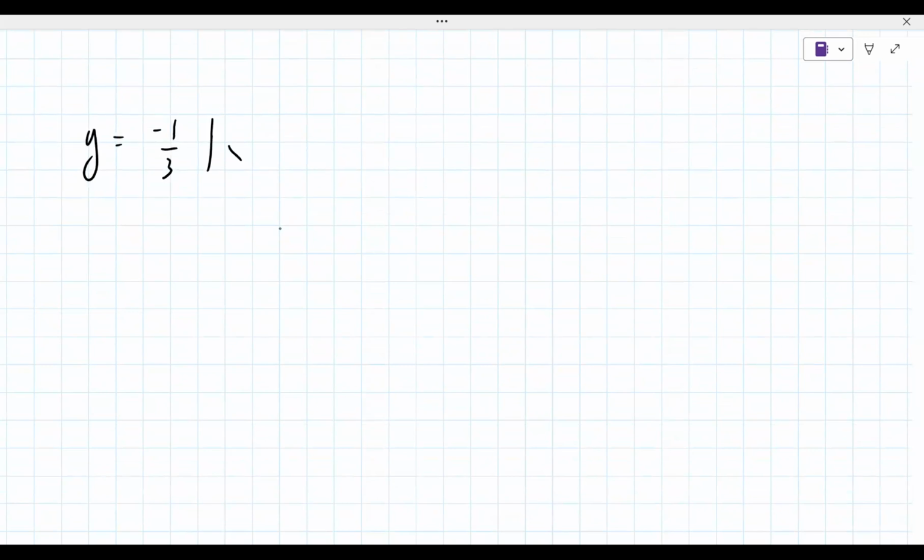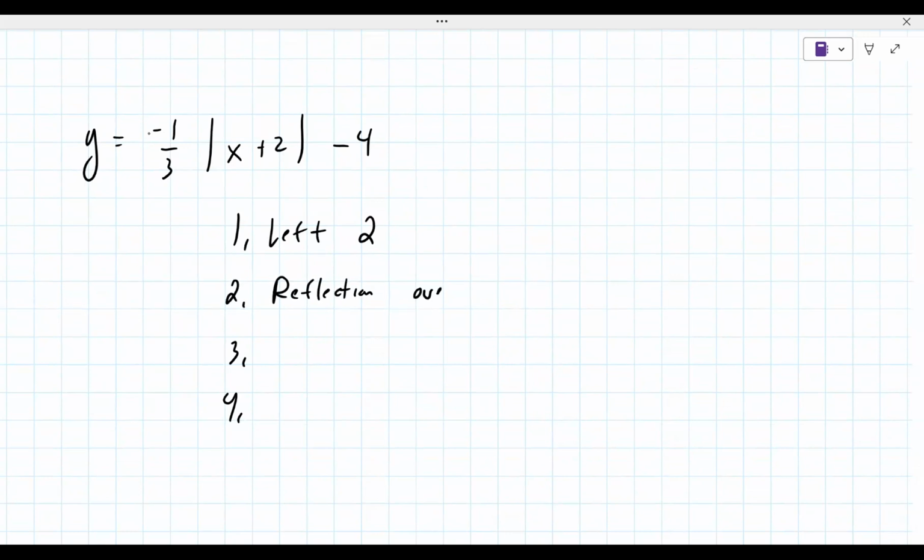Negative 1/3, absolute value of x plus 2, minus 4. So this has 1, 2, 3, 4 transformations. Can you tell me what the x plus 2 does? Does it move it left or right? It moves it left. How many? 2. Okay. Now, the negative is a reflection over the x-axis. And it's important that you say x-axis.